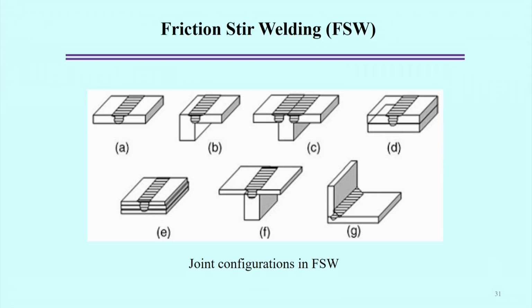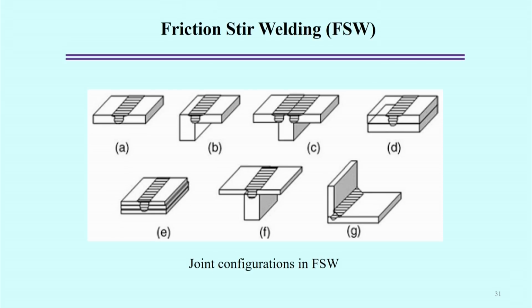So, from the figure it is very obvious that both butt and lap joint configurations can be made using the friction stir welding process. If you look into figure A, actually it is a butt joint configuration, that means two materials are in contact, and at the interface there is a movement of the tool, and that creates a certain amount of nugget zone, and finally, it creates the joint between these two plates.